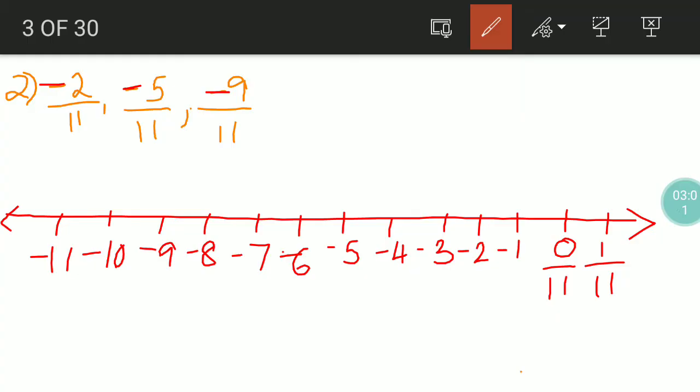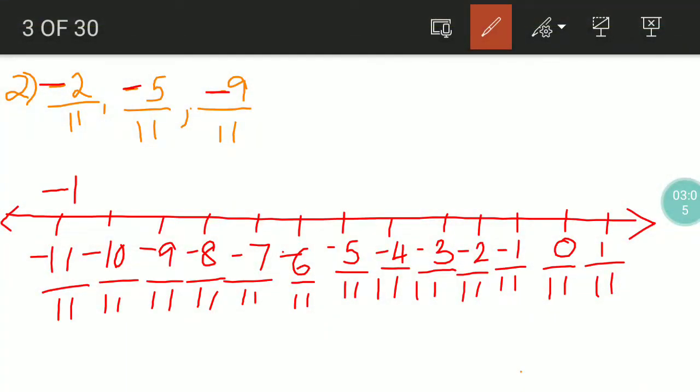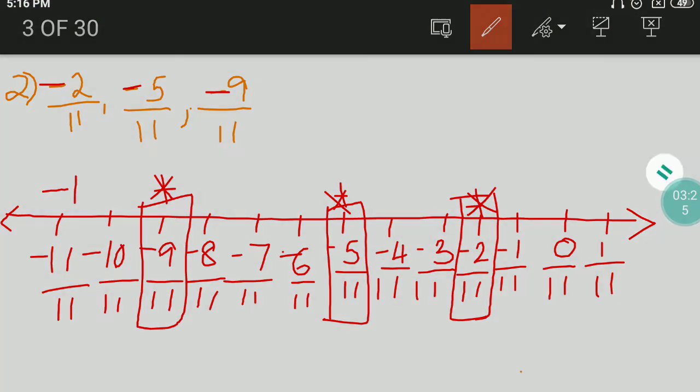Okay, let's do it. Now minus 11 by 11 is minus 1. Now minus 2 by 11 is here, star it. Minus 5 by 11 is here, star it. Minus 9 by 11 is here, star it. Done. So the second one is also done. Now we will see the third one.